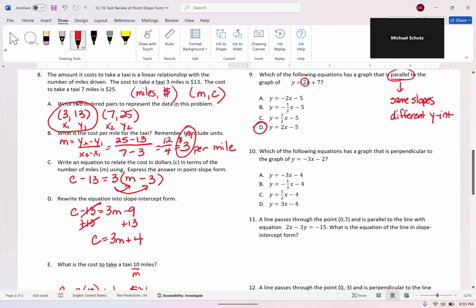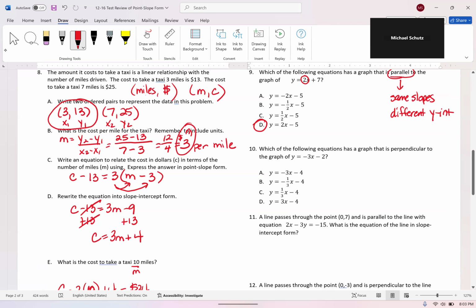Okay, number 10. Which of the following equations has a graph that is perpendicular to the graph of y equals negative 3x minus 2? Remember, perpendicular lines have opposite and reciprocal slopes. So the slope of this line is negative 3, or negative 3 over 1. We are going to change the sign and flip the fraction. So we are looking for a line with slope 1/3, and that would be answer choice C.